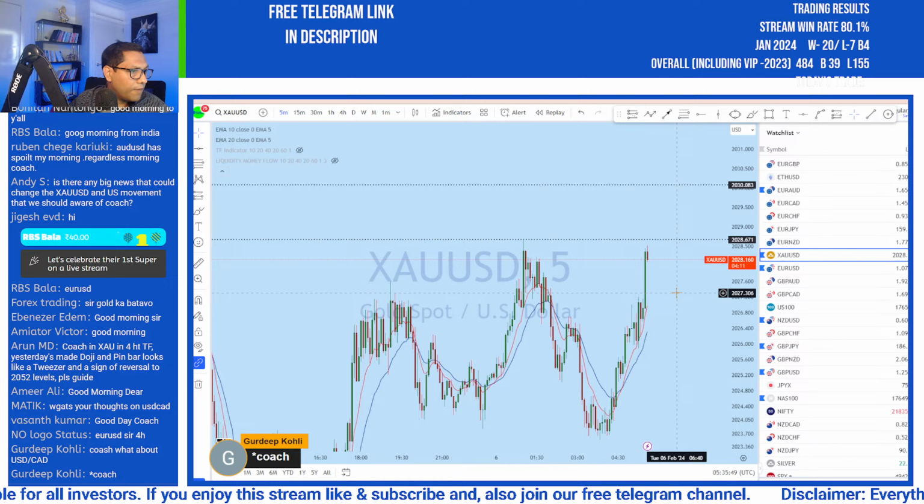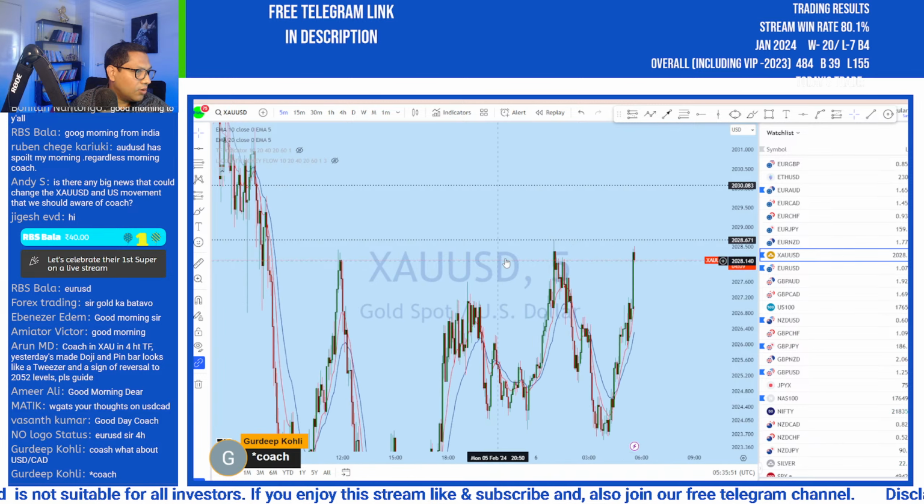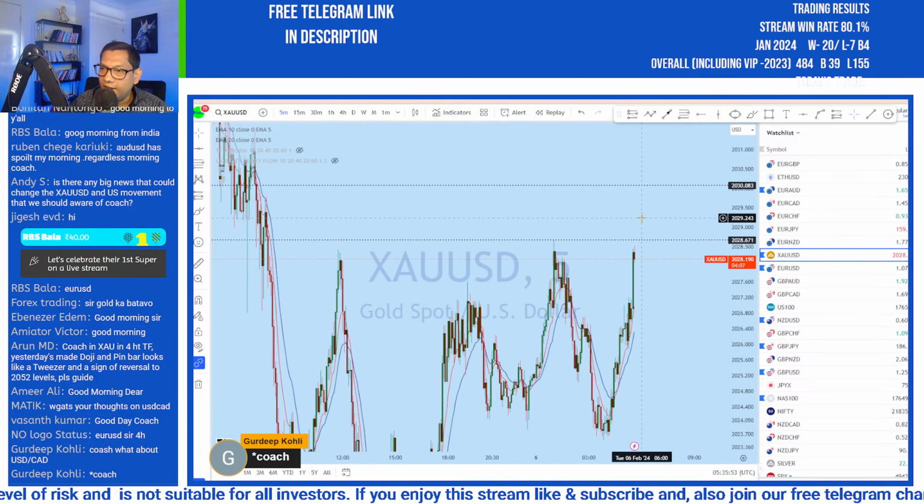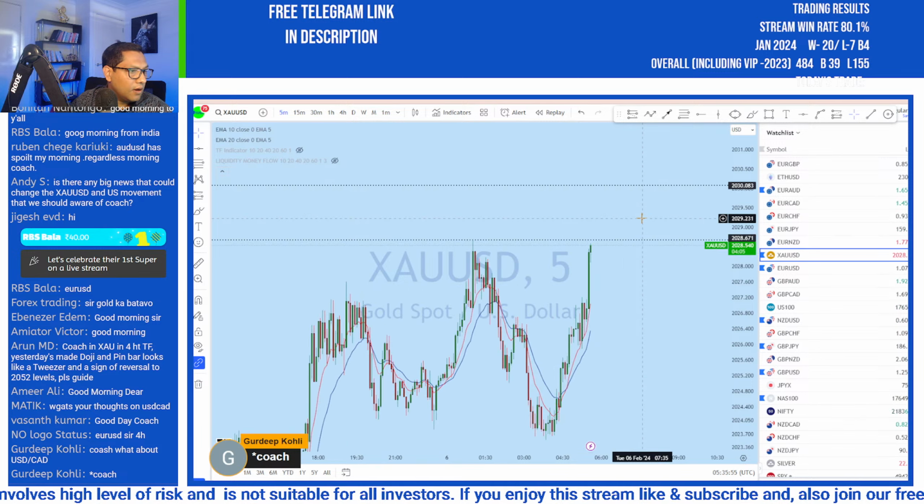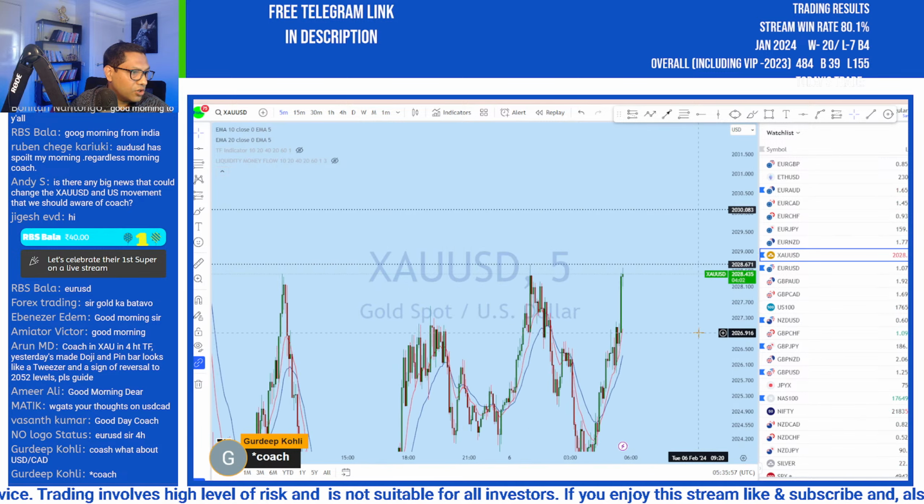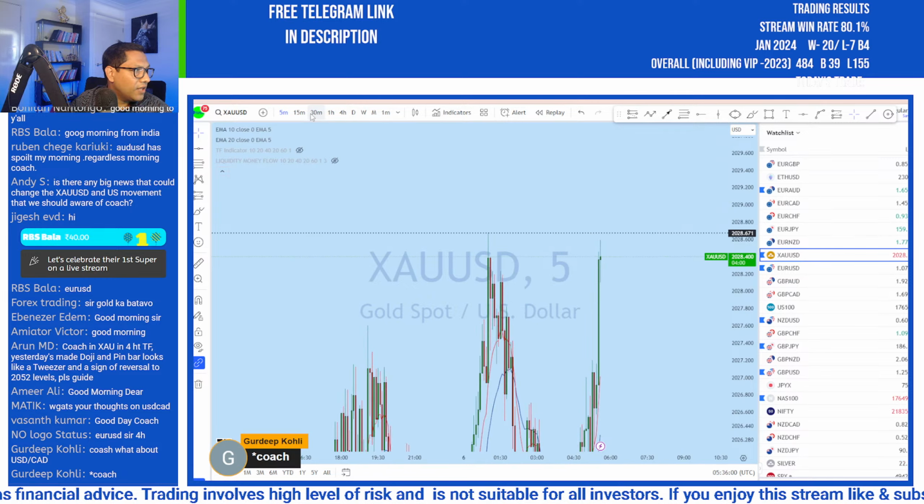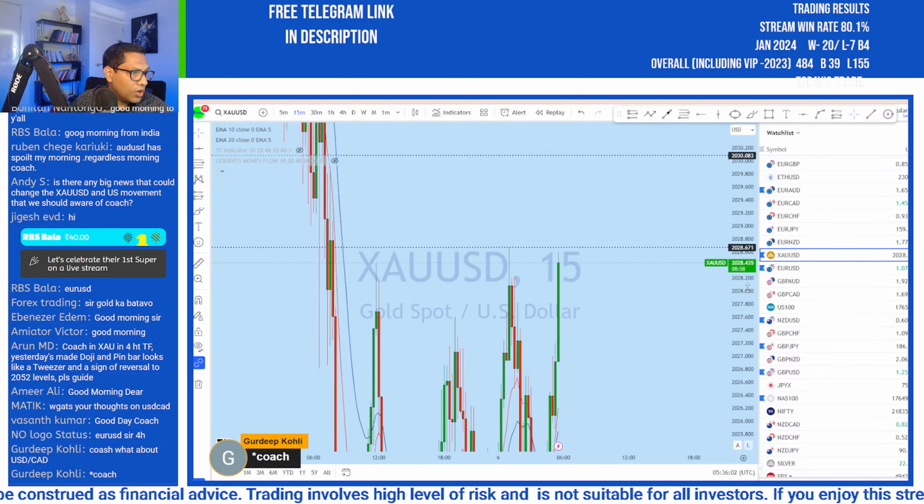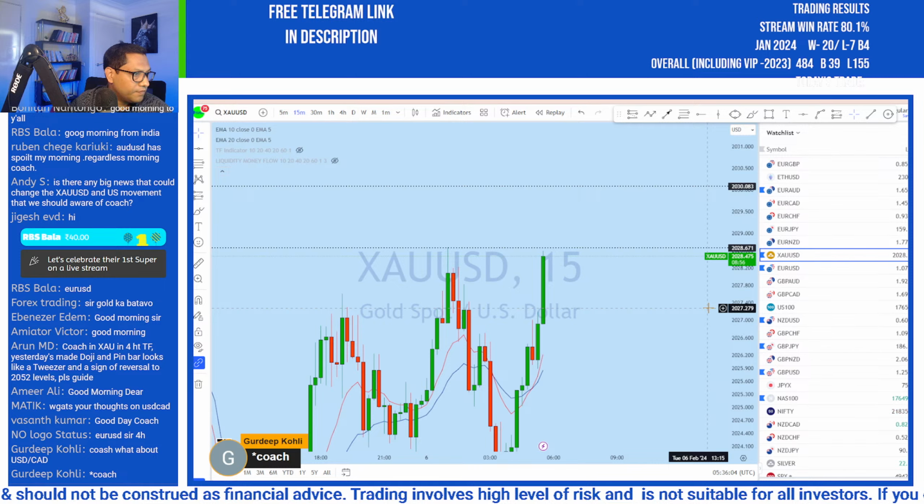So here the price is, I'm expecting it to break that high and then to give us price action confirmation for an entry. Once we find that, we'll be looking for that entry.